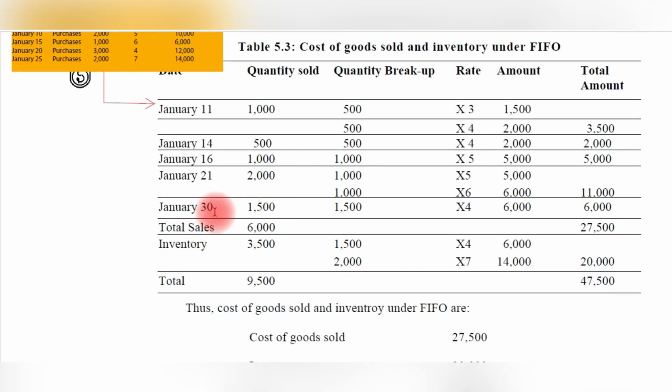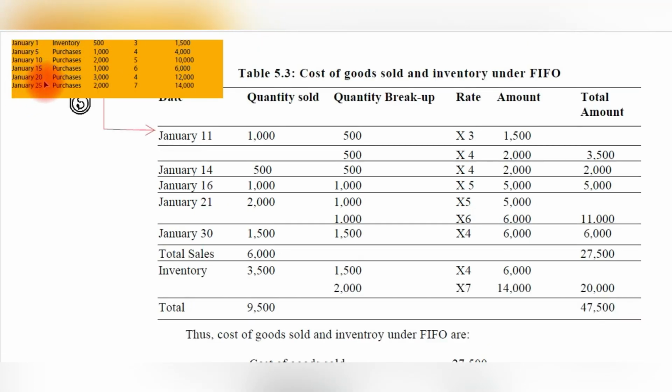On January 30, another 1500 units of goods were sold. Up to January 15, all the goods are completed now. Now on January 20, 3000 goods are there. 3000 units are available. From this, 1500 are sold. 1500 into 4 rupees each, 6000 will be the cost of the goods sold on January 30. Therefore, total units of goods sold will be 6000 and total amount will be 27,500.